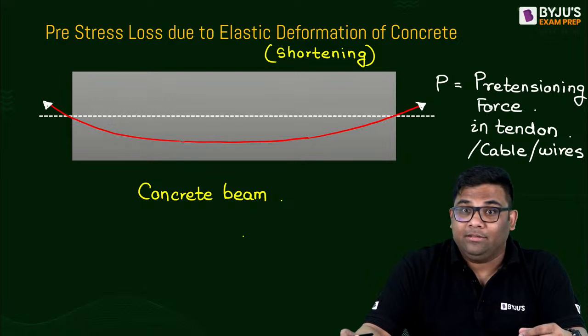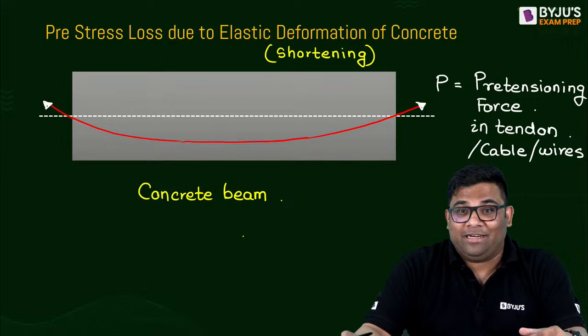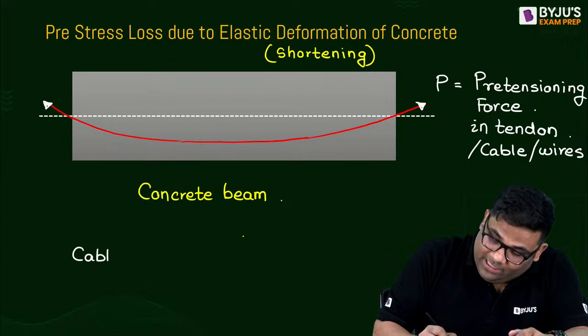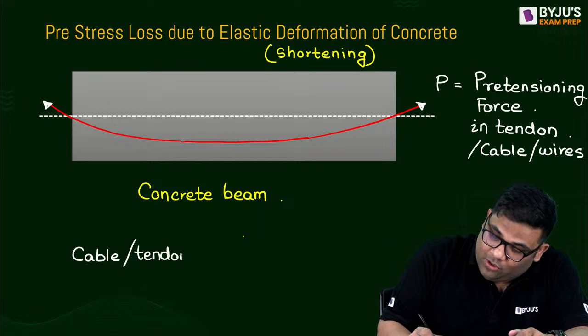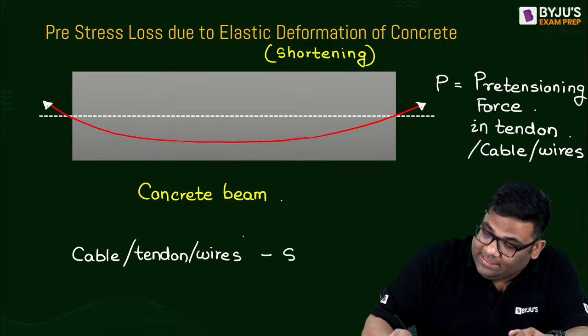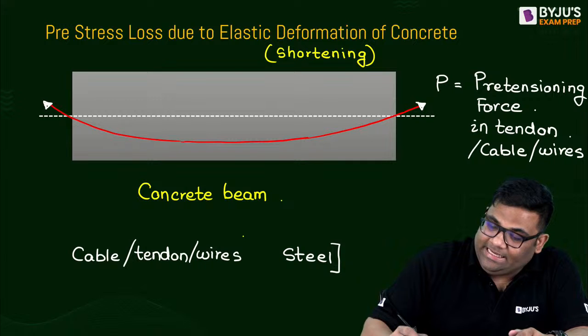Okay, nobody is writing. Some students are waiting, some students had written steel. Yes, this cable, tendon or wires which we are seeing or writing here is made up of steel. Steel, right? So basically steel cables.